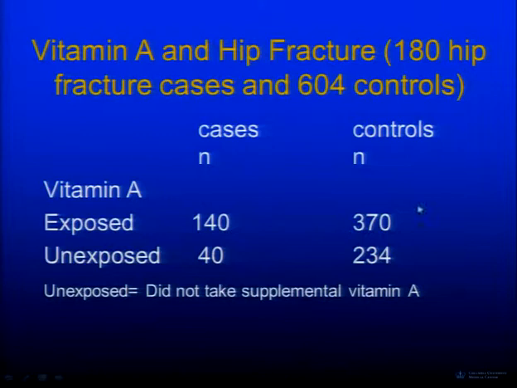When we take the information and put it into one of these fourfold tables, this is what we get: 140 out of 180 cases took vitamin A, and 370 of the controls took vitamin A. Unexposed here just means they did not take supplemental vitamin A. This is one of the fourfold tables we have to get used to looking at. So we've selected our cases, hip fracture, our neighborhood controls, and our exposure, which is vitamin A supplement use versus not using vitamin A supplements.